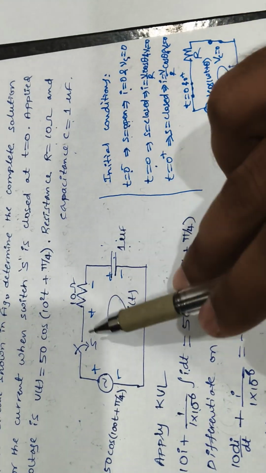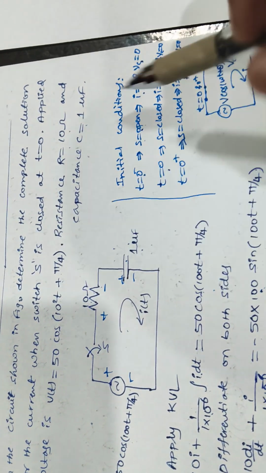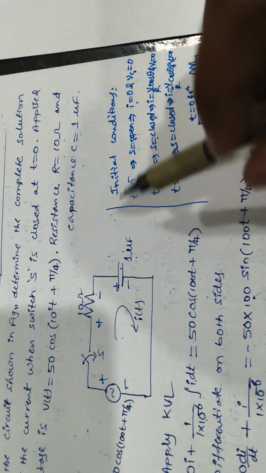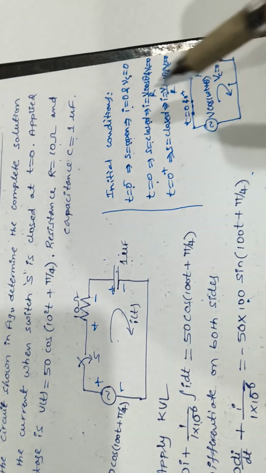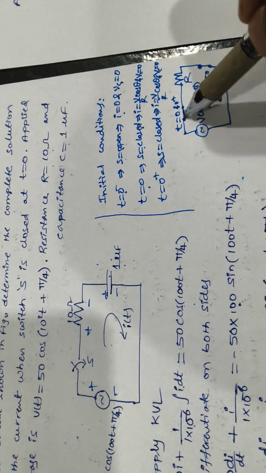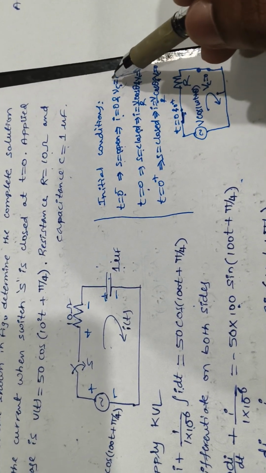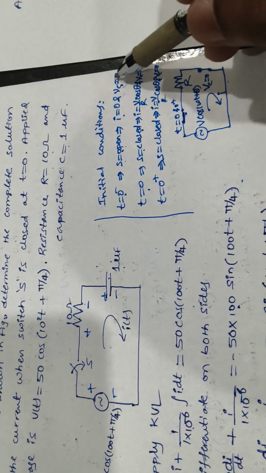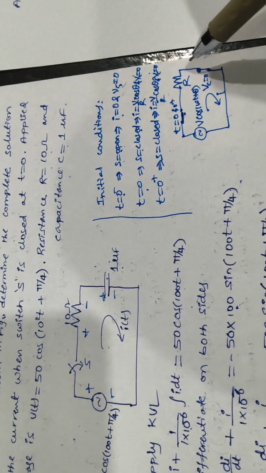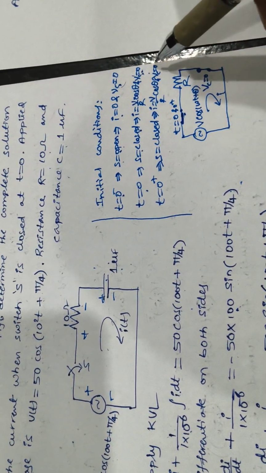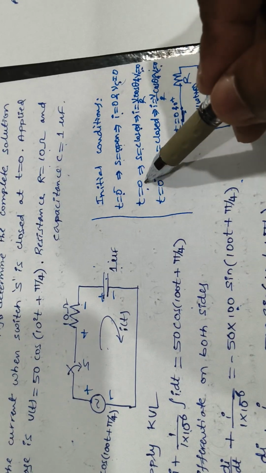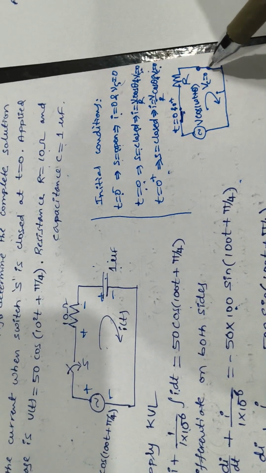At t equal to 0, the switch is closed as per the problem statement. When the switch is closed, the circuit becomes like a short circuit. And what about the capacitance voltage? What is the capacitance property during the transient? It will not allow a sudden change in voltage. So the same voltage, 0 voltage, will be maintained at t equal to 0 and 0 plus. That's why it will get short circuited.